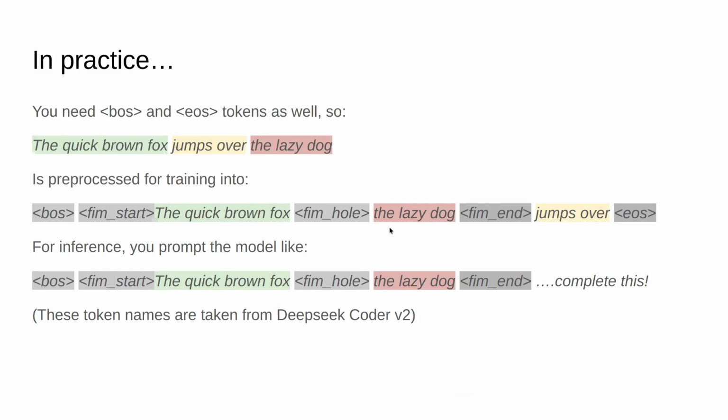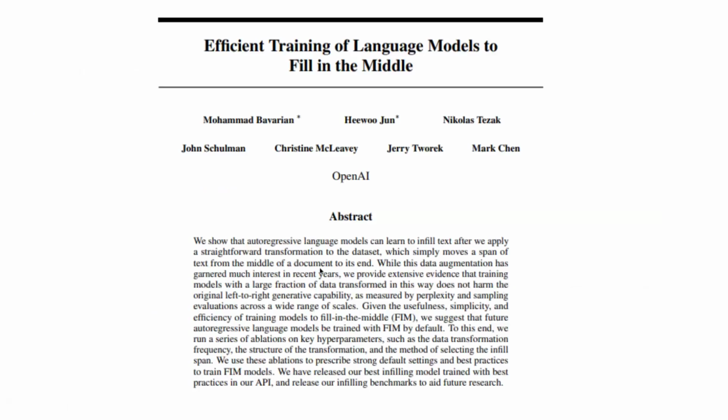In practice, you train a sentence like this: beginning of sequence, FIM start, quick brown fox, FIM hole, the lazy dog, FIM end, jumps over, end of sequence. When you're doing inference, you do the same thing, but you leave off the last part and let it complete, and then say end of sequence. That's how you know it's done. These token names are totally different here, as they're taken from DeepSeek Coder V2. This is the paper again.